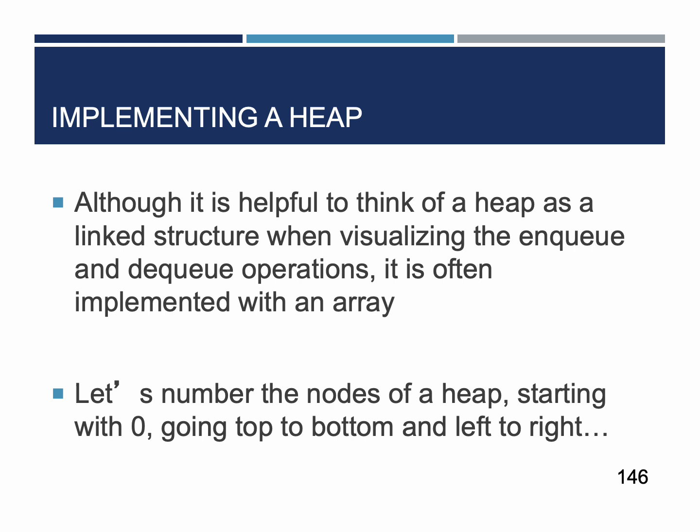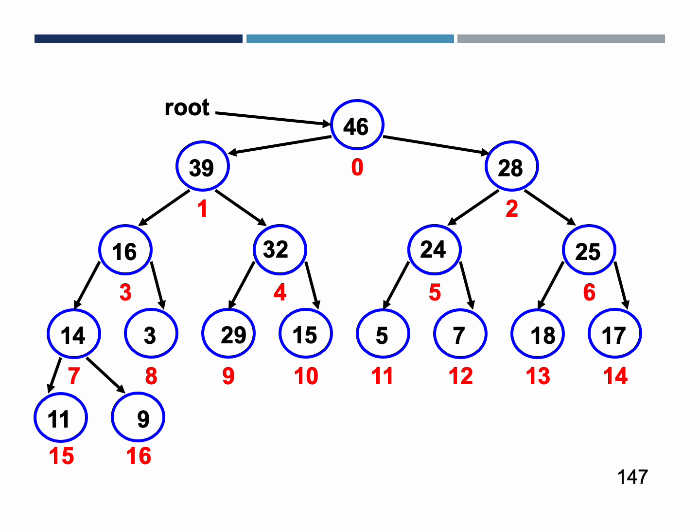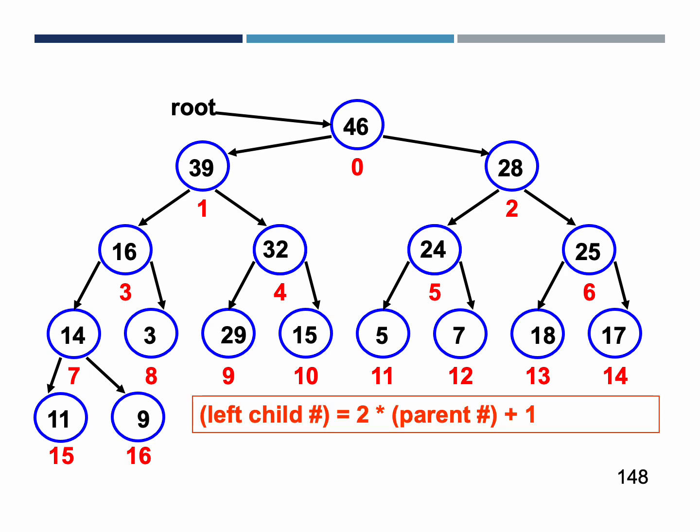Okay, implementing a heap. Although it is helpful to think of a heap as a linked structure when visualizing the enqueue and dequeue operations, it is often implemented with an array. Now let's number the nodes of a heap, starting with 0, going top to bottom and left to right. Here, like that. Now in this tree we have numbers 0 to 16. So 0, 1, 2, we did the numbering for the whole tree.